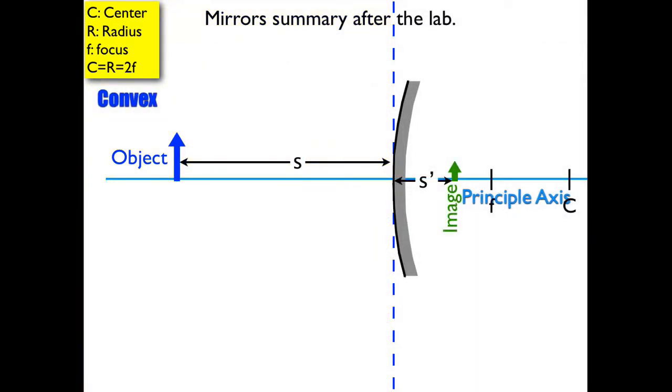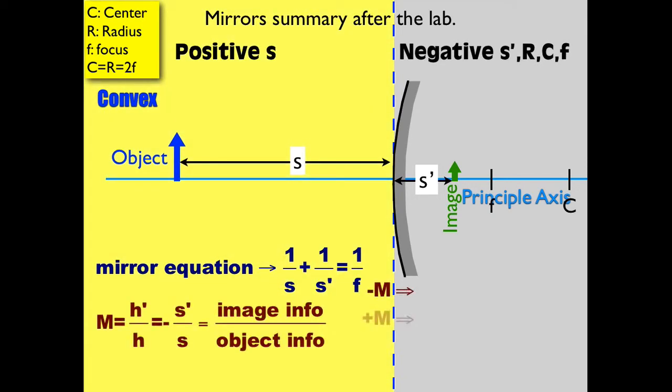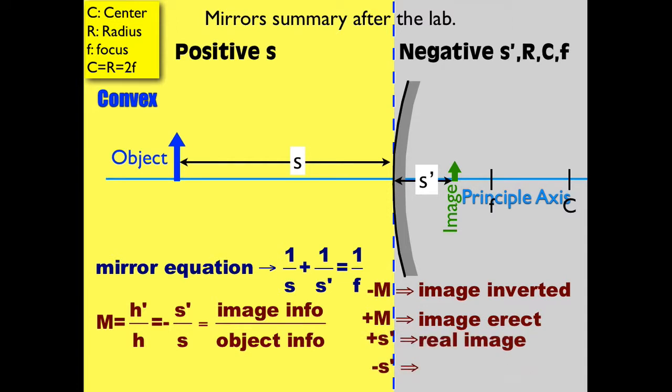For a convex mirror, it's the same thing, but a convex mirror is a negative mirror, so it's a negative focus, negative center, and in this case, a negative distance to the image. The equations are all going to be the same, and they tell us the same thing we did before, so we're still going to look for the magnification, same formulas, and the distances. They all mean the same thing. So that's all the same.